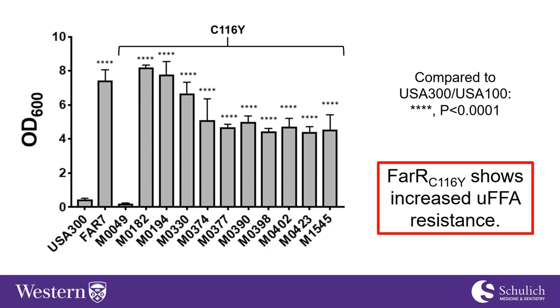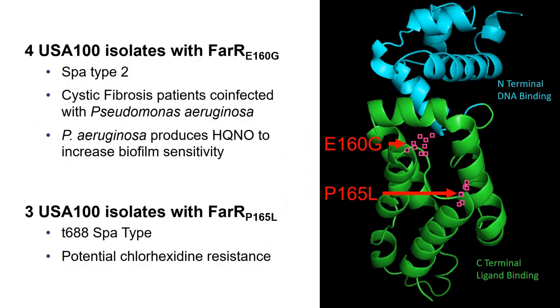4 isolates with an E160G substitution in the ligand-binding domain of FAR-R come from cystic fibrosis (CF) patients co-infected with Pseudomonas aeruginosa. However, 60 genomes were found with this mutation from Israel, the US, and UK. CF patients co-infected with MRSA and Pseudomonas demonstrate poor lung function and worse outcomes.